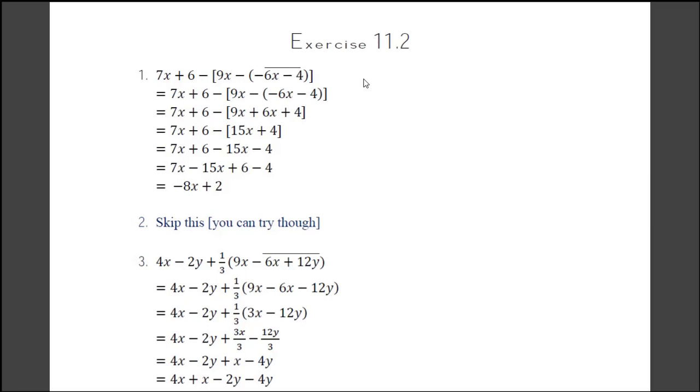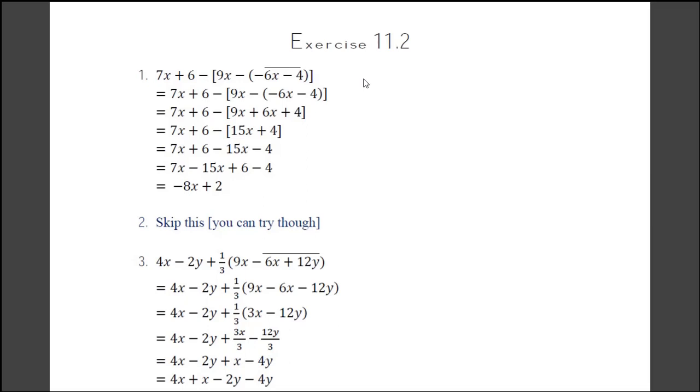Okay. So in this exercise we can skip question number 2 and 6. However, if you feel like trying it, you can try and show me your work.